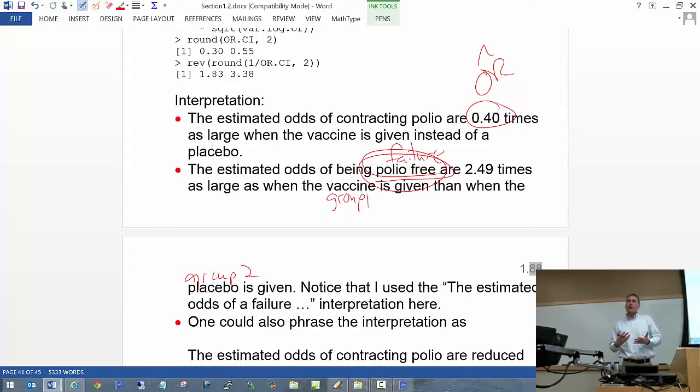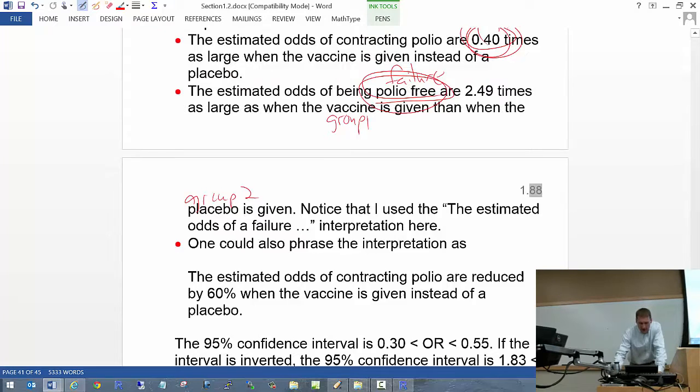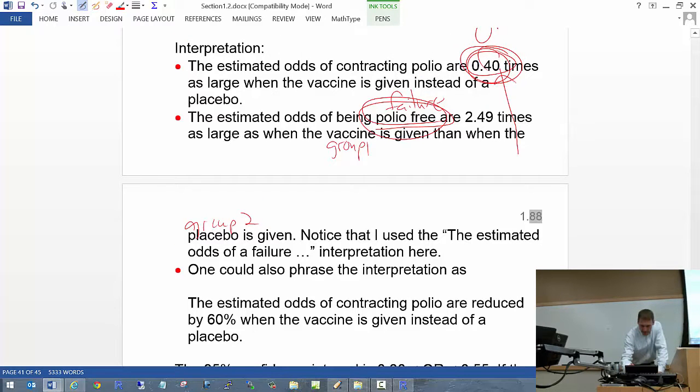I think someone who has a decent background in statistics will still get the same meaning from looking at it this way, but I think they would probably prefer the second. Or you could also do it the third way. The estimated odds of contracting polio are reduced by 60% when the vaccine is given instead of the placebo. There was a question earlier about phrasing the interpretation this way as well. I don't think I used the word reduce, I think lower maybe, something like that. And where does that come from? Well, right here. 1 minus 0.4 is the 60%.